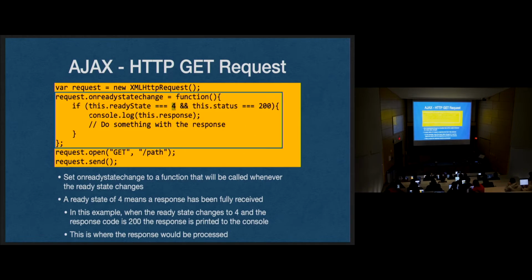If both of those are true, we have the response, we have access to that, and we're going to do whatever we want to do with it. In this example, all I'm doing is printing it to the screen, but this is where you would process this, render it to the page, etc.